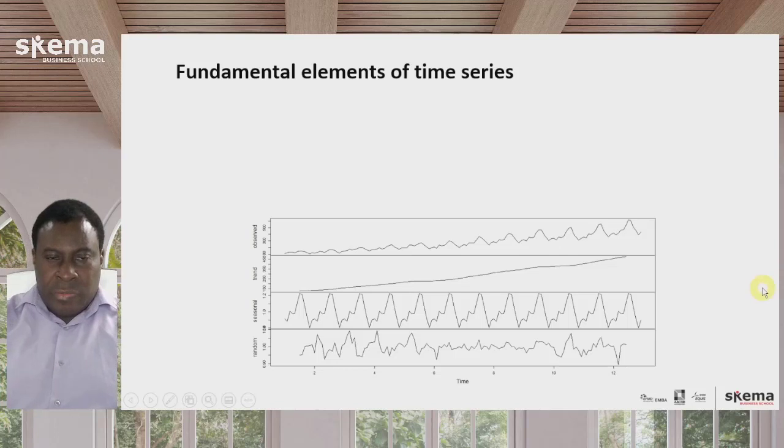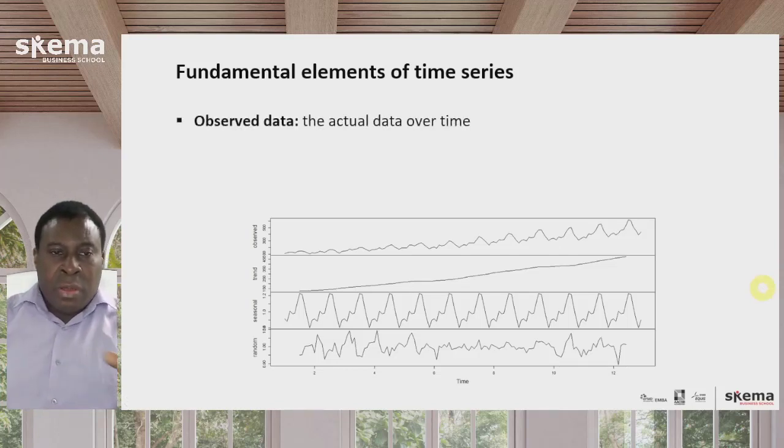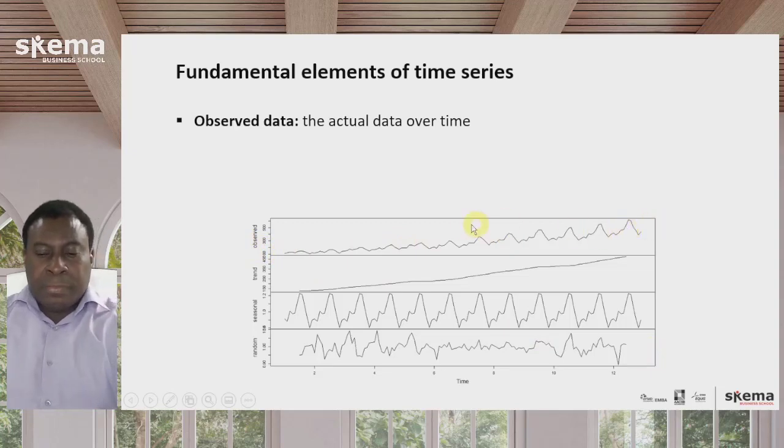So, just in summary, the fundamental elements of a time series are first the observed data. Here I'm going to use an example of airline passenger flights: how many airline passengers flew on flights in a period over 12 years. And the observed data is the actual data over time.